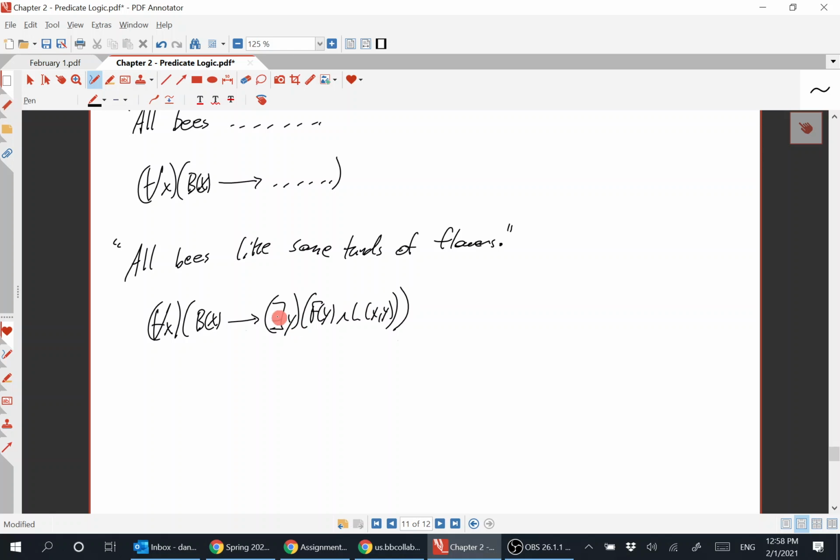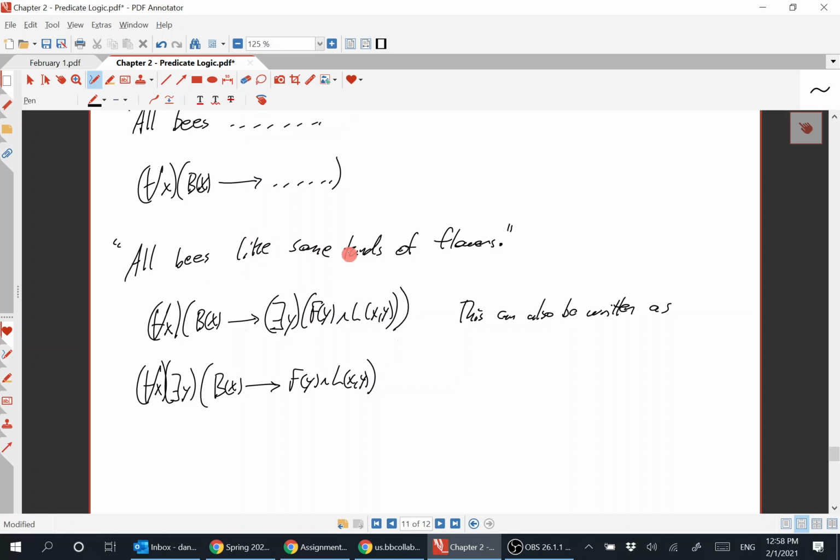Now, this can also be written with this quantifier up front. This can also be written as for every X there exists a Y. Linguistically, it's a little more awkward, although notationally it is a little bit more compact. For every X there exists a Y such that if X is a bee, then Y is a flower and X likes Y.